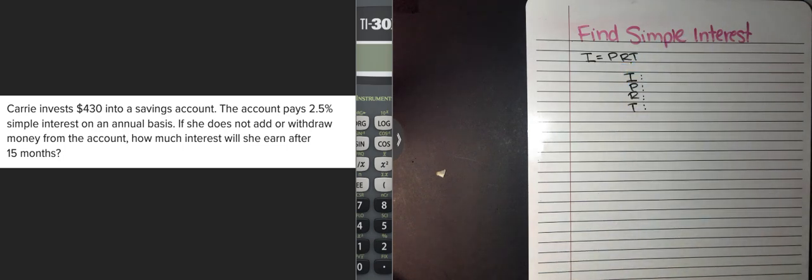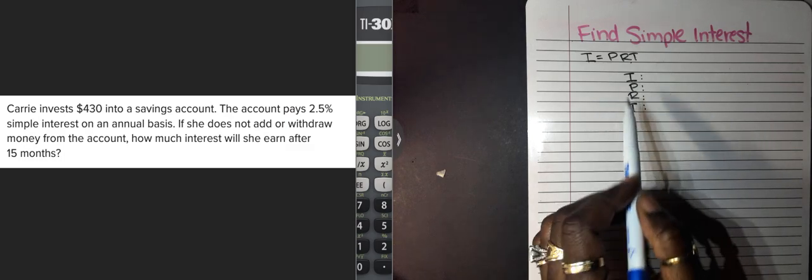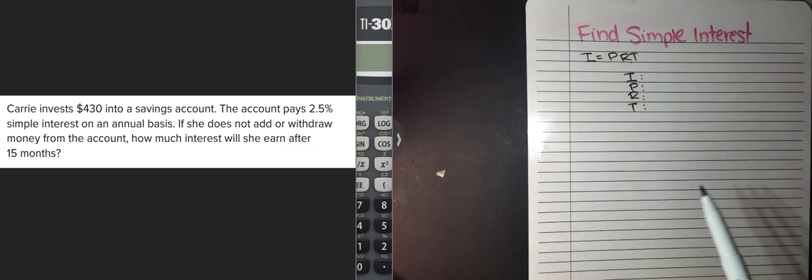Okay. So in this example, we have Carrie investing $430 into a savings account. The account pays 2.5% simple interest on an annual basis. If she does not add or withdraw money from the account, how much interest will she earn after 15 months? So the first thing we want to do is plug in what we know into the formula, but I want you to pause the video, see if you can solve this one, and then go on and replay it once you feel like you have the answer.